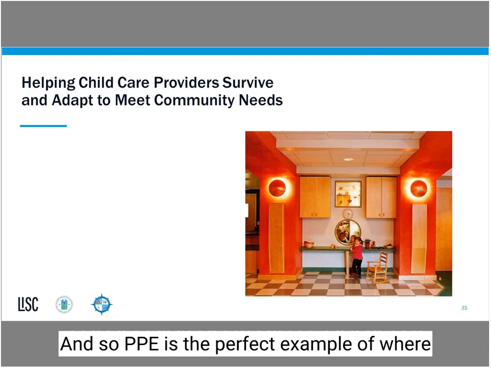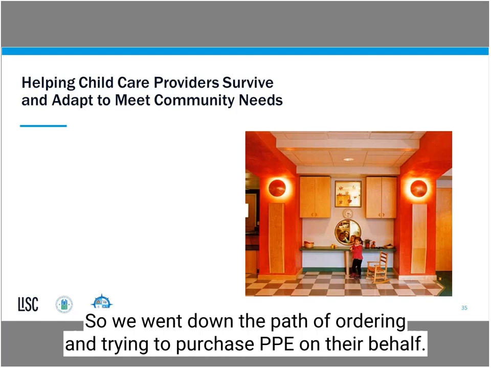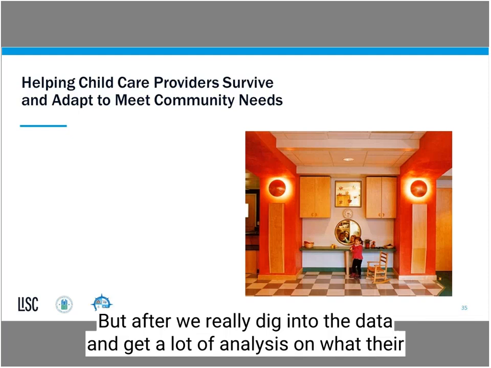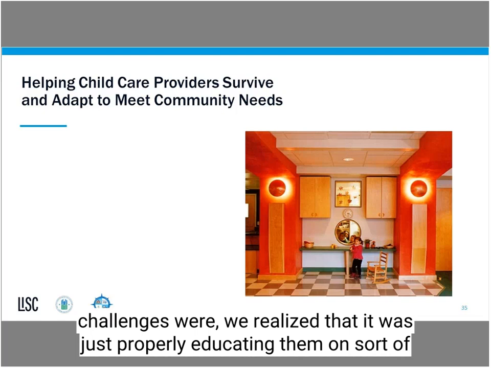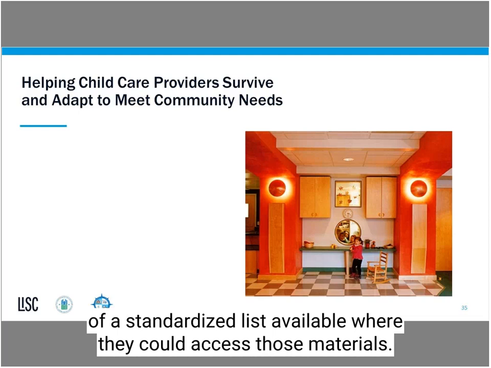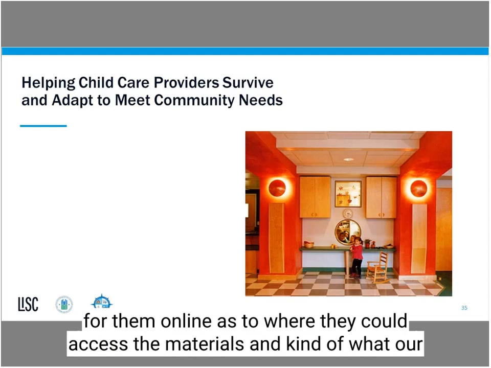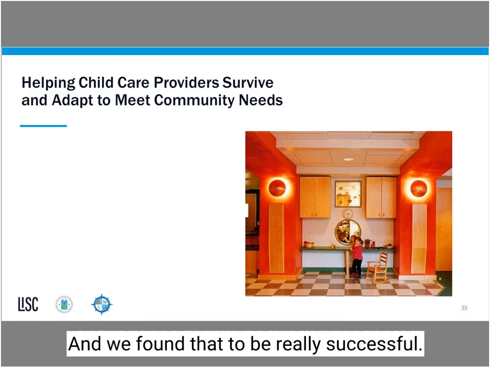And so PPE is the perfect example of where our providers are really reporting challenges in procuring PPE on initial reopening. So we went down the path of ordering and trying to purchase PPE on their behalf. But after we really dove into the data and did a lot of analysis on what their challenges were, we realized that it was just properly educating them on the cadence or the frequency in which they were procuring the PPE, and also making a standardized list available of where they could access those materials. And so we developed a resource page for them online as to where they could access the materials and what our guidance was in terms of frequency for ordering. And we found that to be really successful.